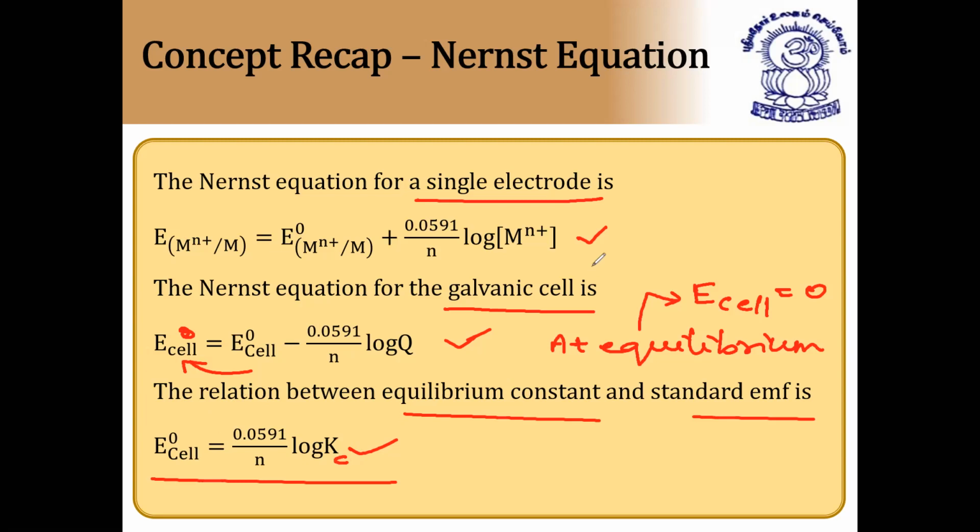And the Nernst equation for a single electrode. In the previous lecture, we learned the Nernst equation for a cell. Now, in this lecture, we have given the Nernst equation for a single electrode. The formula is: E of Mn plus to M is equal to E degree, that is the standard electrode potential, plus 0.059 by n into log of concentration of Mn plus. Plus is important here, because only a single electrode is there. I hope it is clear.